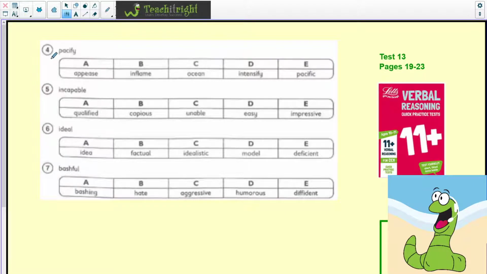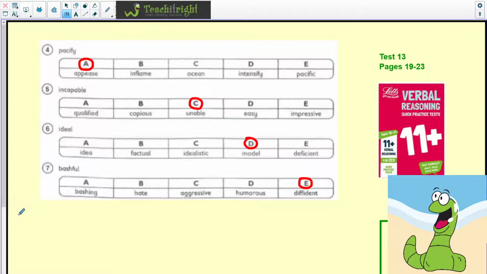Number 4, pacify, appease, pacify the situation. Incapable, unable. Sorry, it's a little bit fuzzy here. Ideal, model, and then bashful and diffident. So if you didn't know what diffident meant, obviously record that down in your word and meaning book as well.